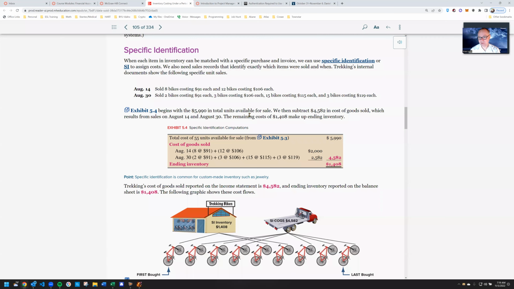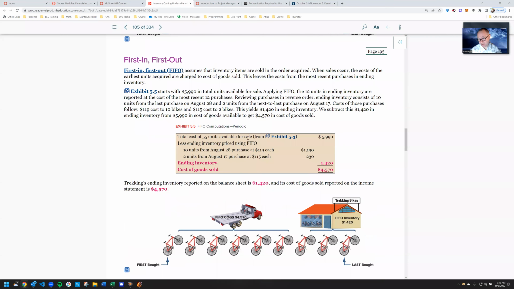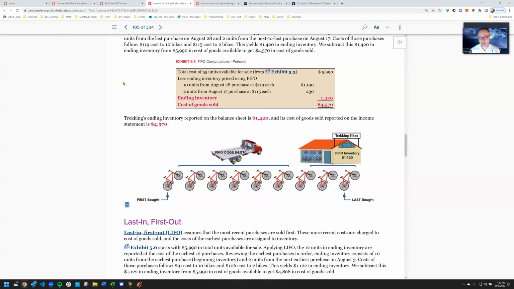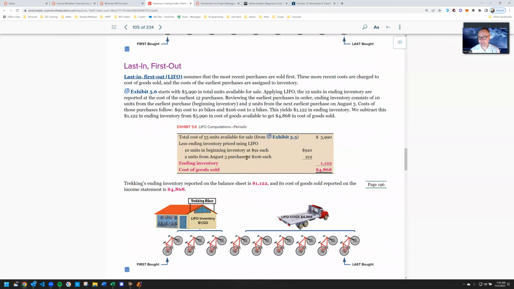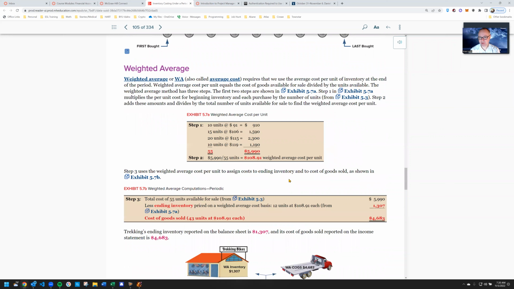And so they'll walk you through, well, how does that come in and out of inventory, right? On the first in, first out, we already talked about the milk, but they continue on the bike analogy. And what was bought first gets sold first. Okay, and they'll walk you through that scenario. Last in, first out, same thing. Okay. And then they'll walk you through a weighted average type of an approach.